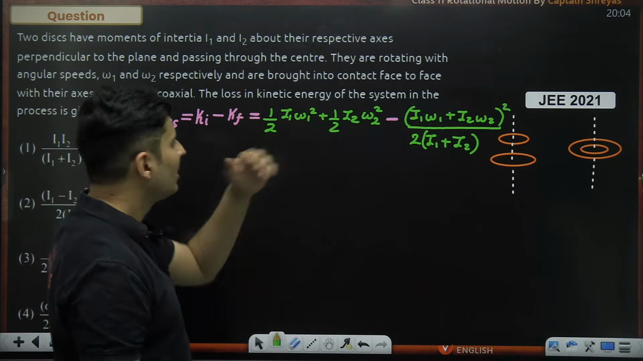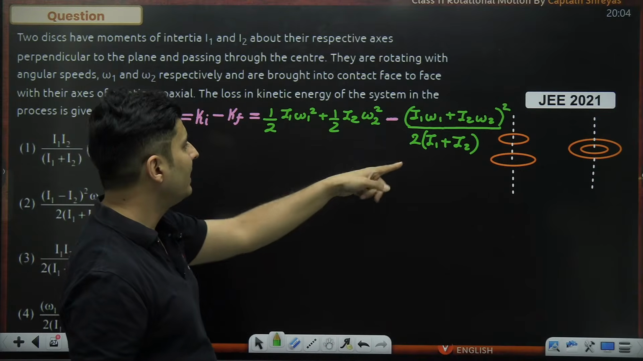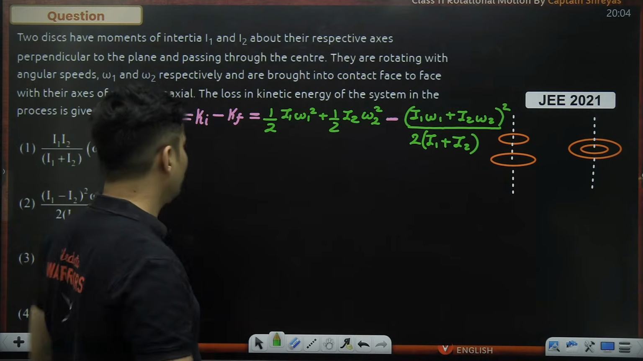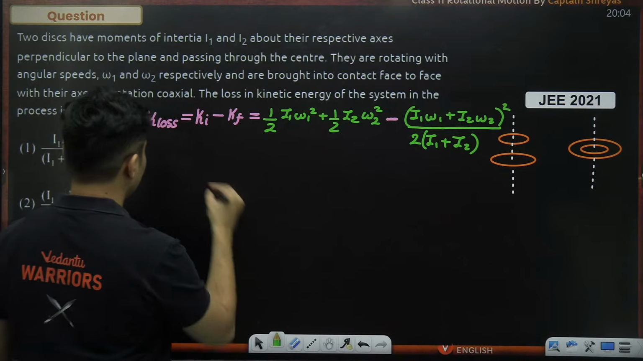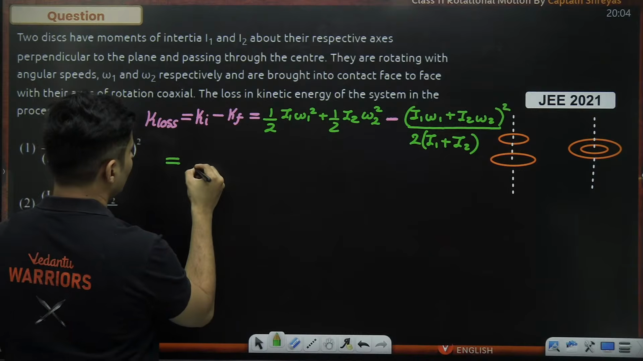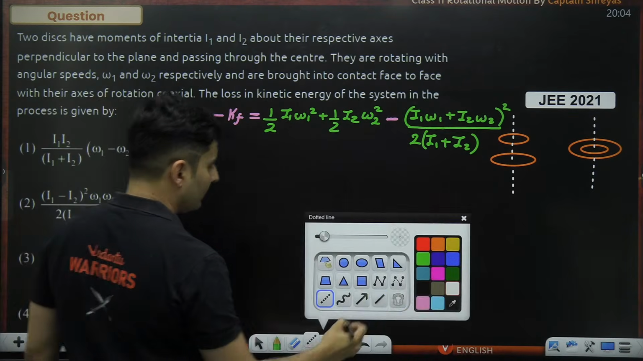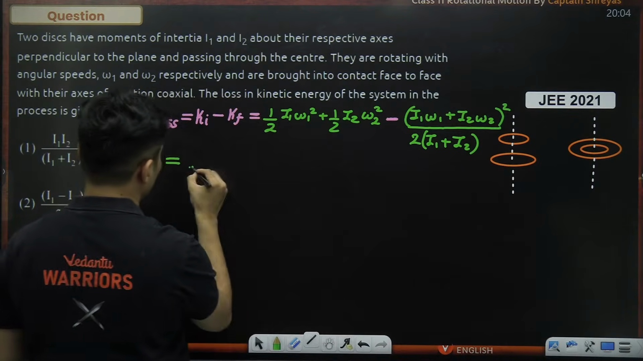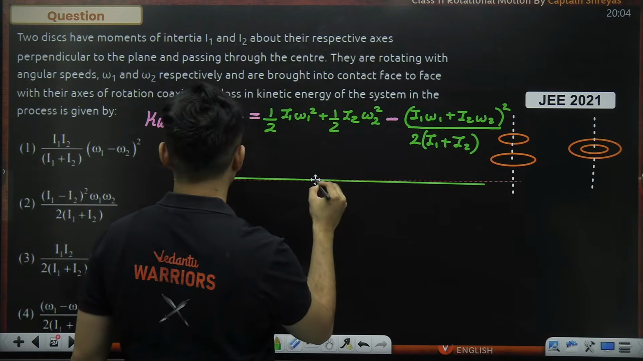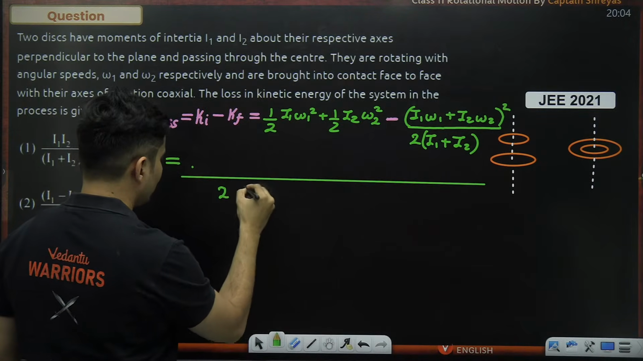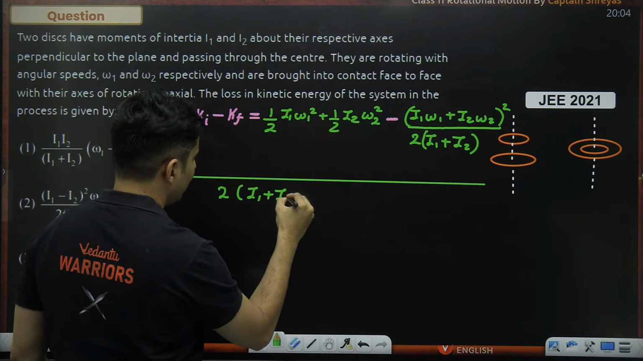Okay. So as you can see, 2 is common. I1 plus I2 is not there. So make the denominator common first. That's the first step actually. So keep the common denominator. It's going to be a big expression. It's going to be a very big expression over here. So it will be 2 times of I1 plus I2 as common.